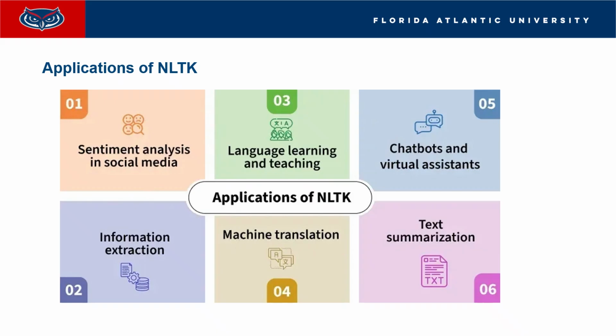Number two, text classification and spam detection. Another application is automatically classifying text into categories. Think about your Gmail inbox. How does it know which emails are spam? Behind the scenes, models trained on features like word frequency and sentiment perform text classification. NLTK helps build such classifiers easily using naive Bayes or decision trees.